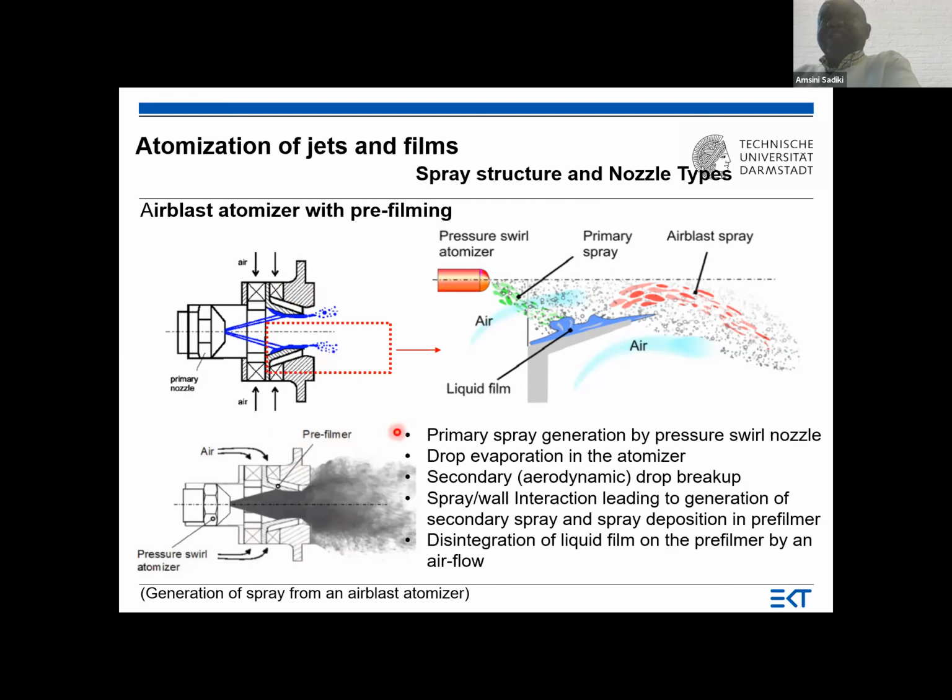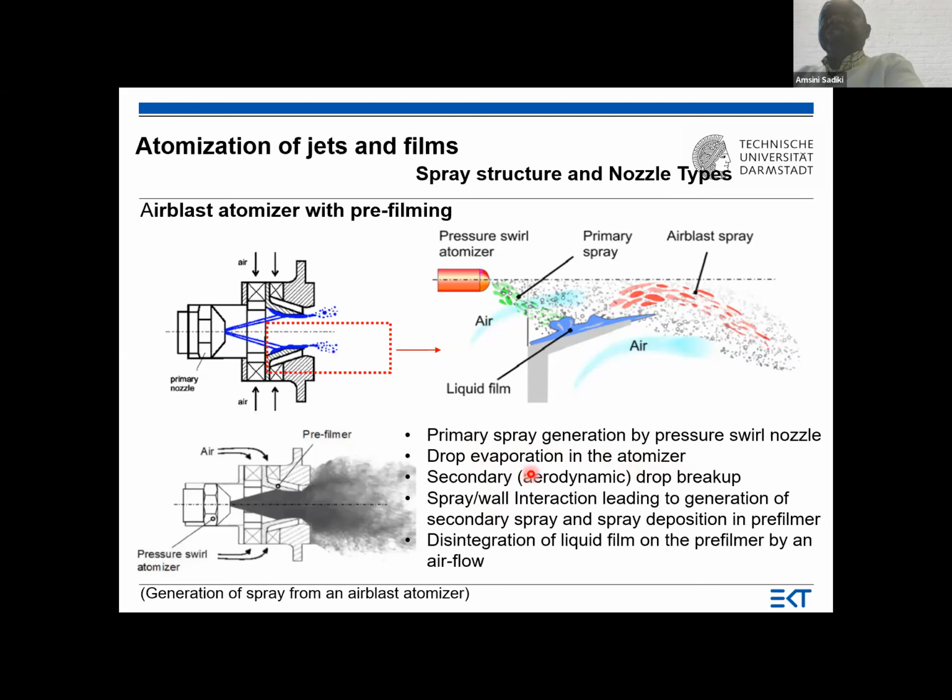That is a picture from the experiment. And here we see these three regimes. We have the prefilming, we have the air-blast spray, and we have here the primary spray, and it is assisted by this flow here, which moves everything in this direction. So we have different phenomena. We have primary spray generation by the pressure swirl nozzle. This is what we have here.